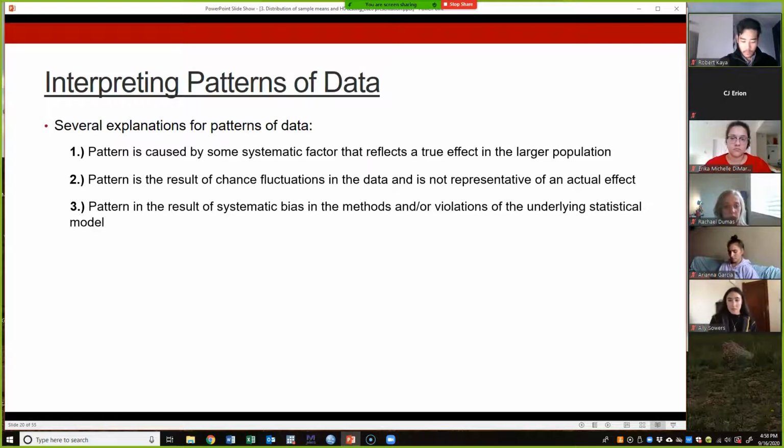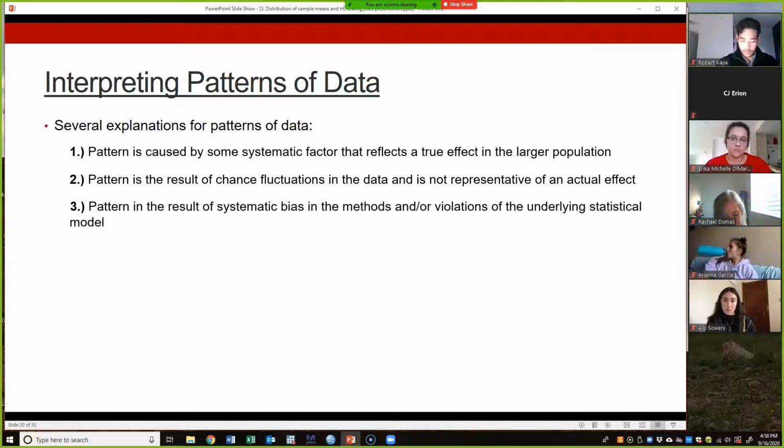It could be that the pattern I'm seeing is a consequence of some systematic bias in my methods or violations of my underlying statistical model. Maybe I don't have a representative sample. Maybe I just have a really poor, biased sample, or my methods aren't good, or my measurements are terrible, or some other such thing.